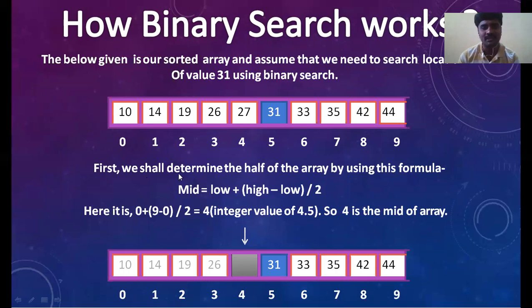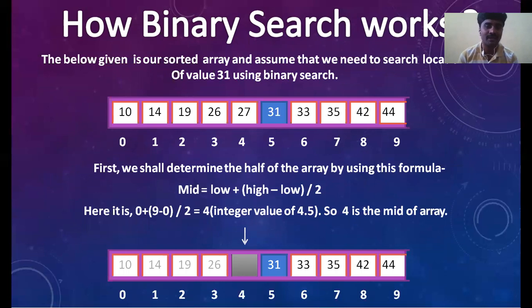First, we determine the middle of the array by using this formula. We divide the array using the formula mid equals low plus (high minus low) divided by 2. Here the low value is 0, and the high value is 9.